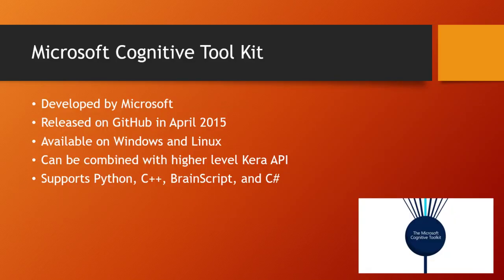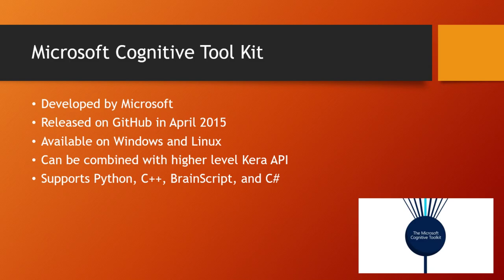The Microsoft Cognitive Toolkit is an open source deep learning toolkit that describes neural networks as a series of computational steps via a directed graph. It allows users to easily realize and combine popular model types with the option of automatic differentiation and parallelization across multiple GPUs and servers. It was released on GitHub in April 2015 under the MIT license.